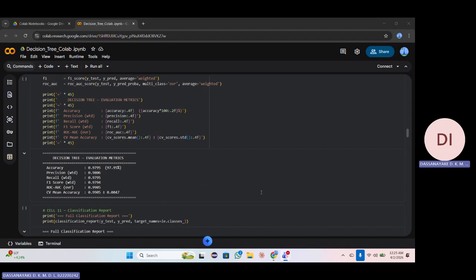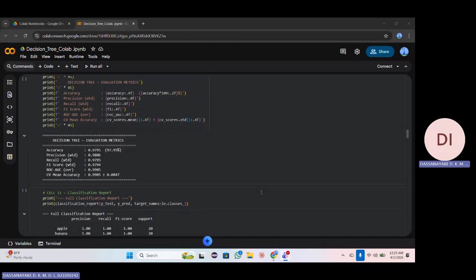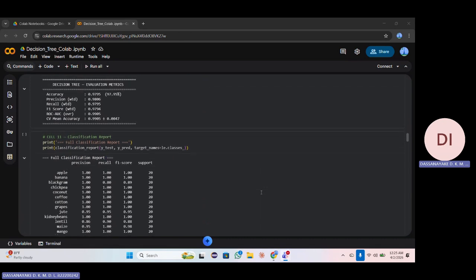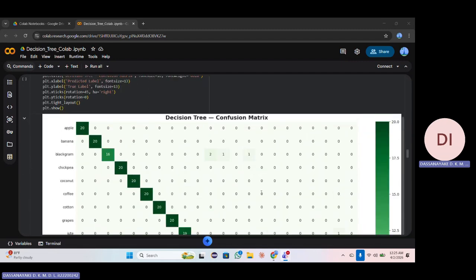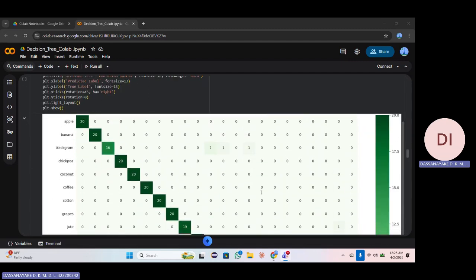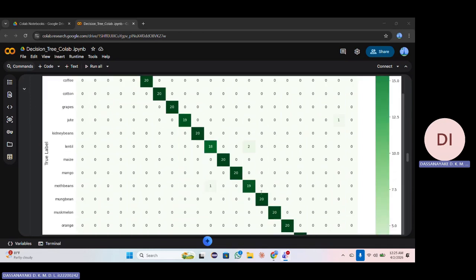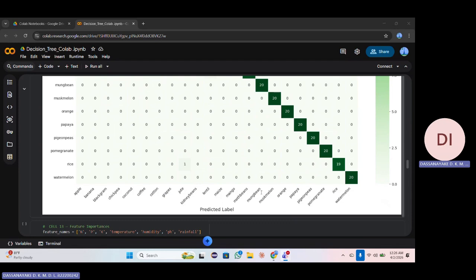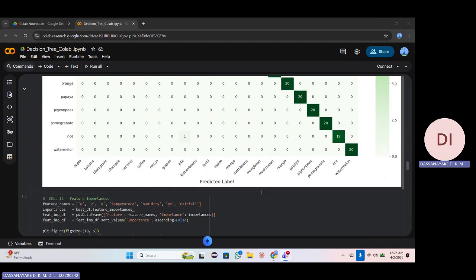Accuracy was high, above 97%. Weighted precision, recall and F1 score were also consistent, indicating no class imbalance. Tenfold cross-validation gave stable mean accuracy with low standard deviation. The confusion matrix showed nearly all 22 crops being classified correctly with very minimal misclassification.